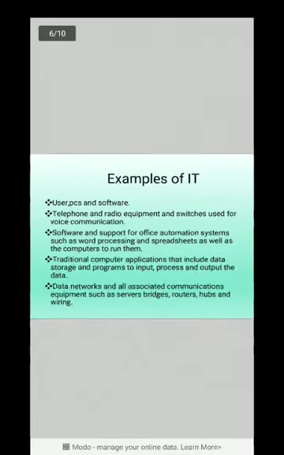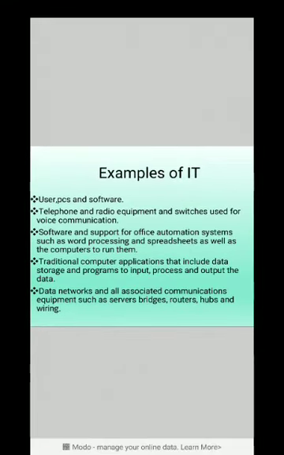Now the examples of IT. The first example is the user itself. The user is a part of information technology. PC is the personal computer and all the software that is installed on personal computers. They are all examples of information technology. Also, telephone, radio equipment and switches used for voice communication, software and support for office automation systems such as word processing and spreadsheets, as well as the computers to run them.